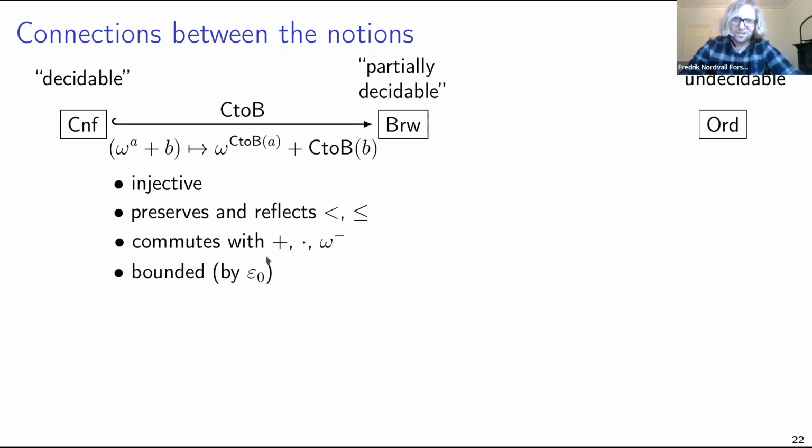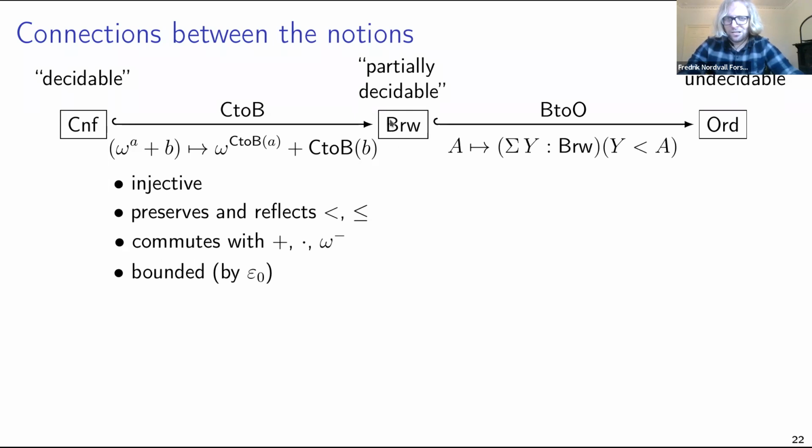And of course, like we said, epsilon 0 is not representable over here, but it's easy to represent it here as a limit. So you can show that this map is non-surjective in the sense that it's bounded by epsilon 0. Right? You can't go beyond epsilon 0. So the Brouwer trees are strictly larger than the Cantor normal forms.